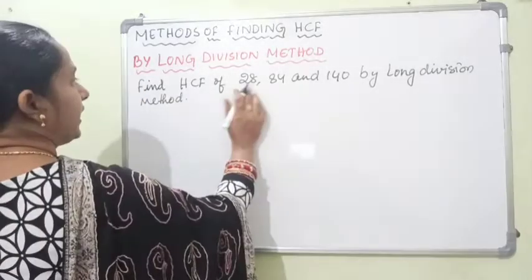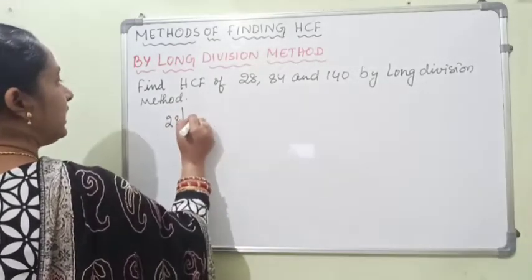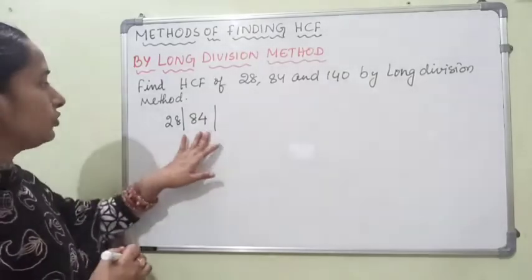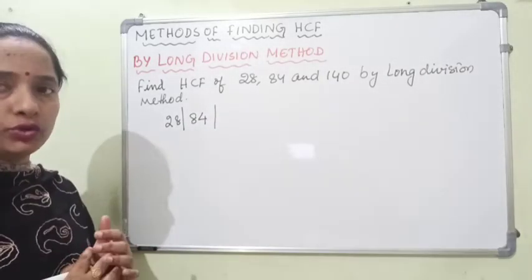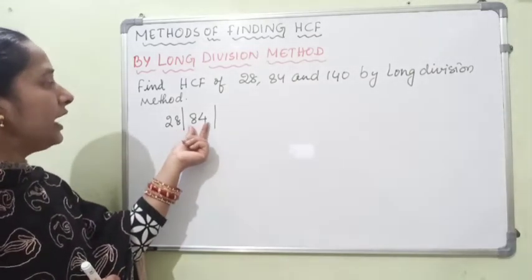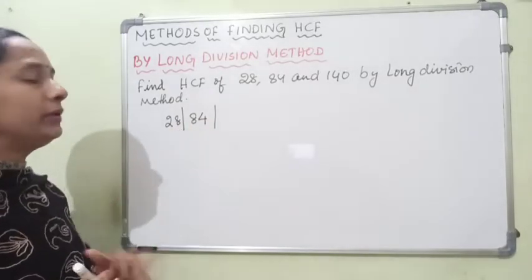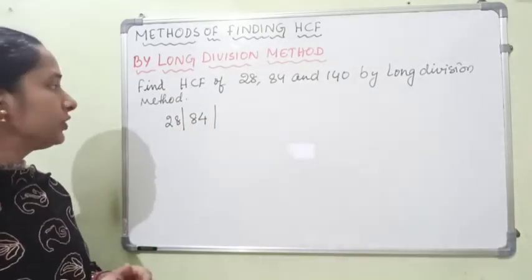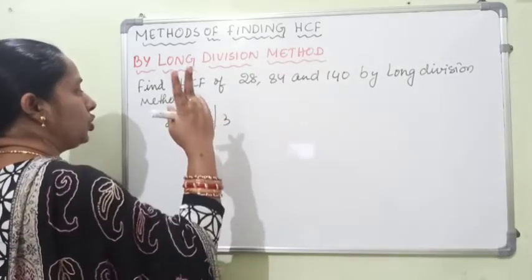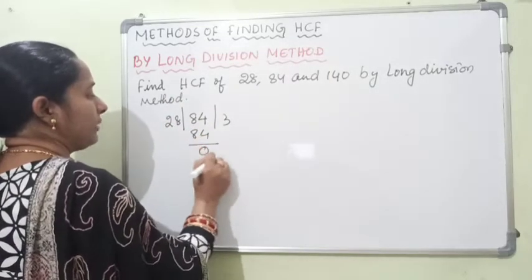Let us divide the first two numbers, where 28 will be taken as the divisor and 84 as the dividend. Now when you are dividing to find the HCF, you have to try to divide 84 by 28. Come on, 28 how many times will go into 84? 28 threes are how much? 3 eights are 24, and 3 twos are 6, 7, 8. 28 threes is 84 and the remainder is 0.